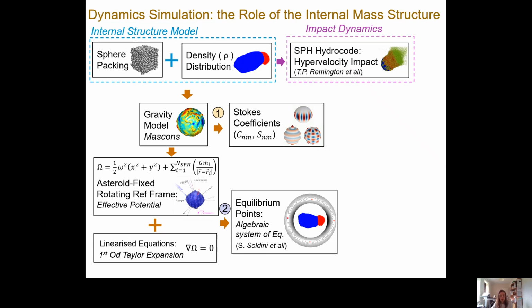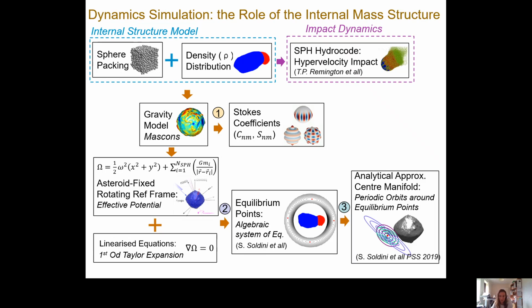So these are equilibrium points, which can be calculated with an algebraic set of equations, which we derived in our journal publication. And then we can feed this in the equation we wrote for computing the center manifold, so basically the periodic orbits.